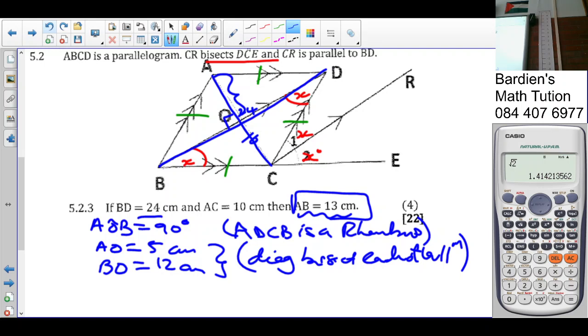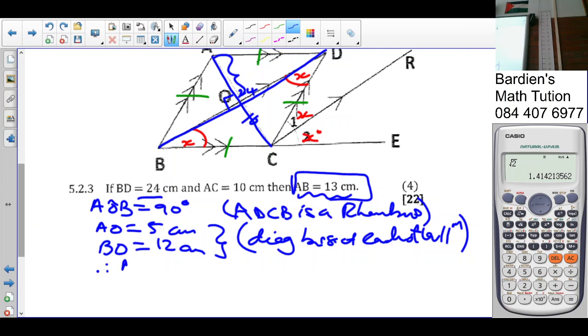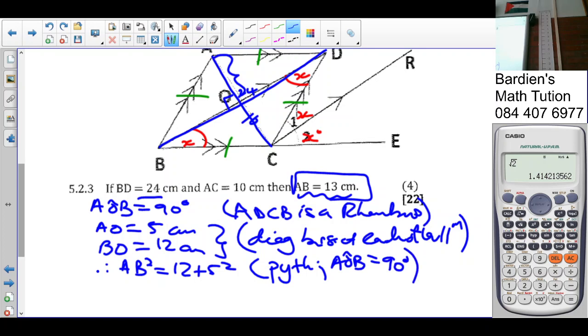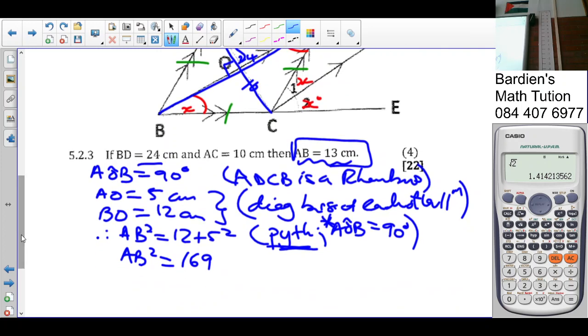So we now say, therefore, in the theorem of Pythagoras, AB squared is equal to 12 squared plus 5 squared. The reason is Pythagoras with AOB equal to 90 degrees. You can leave the Pythagoras part out, but if you leave this part out, you will lose the mark. So AB squared is equal to 169, and the square root of that, therefore AB is equal to 13. And then we have just proven that AB is 13.